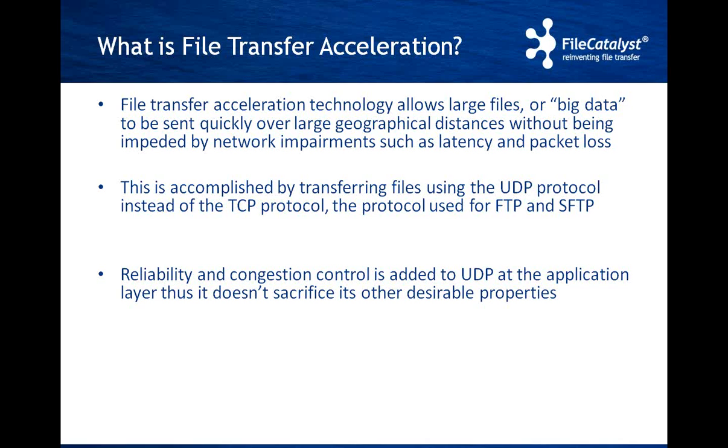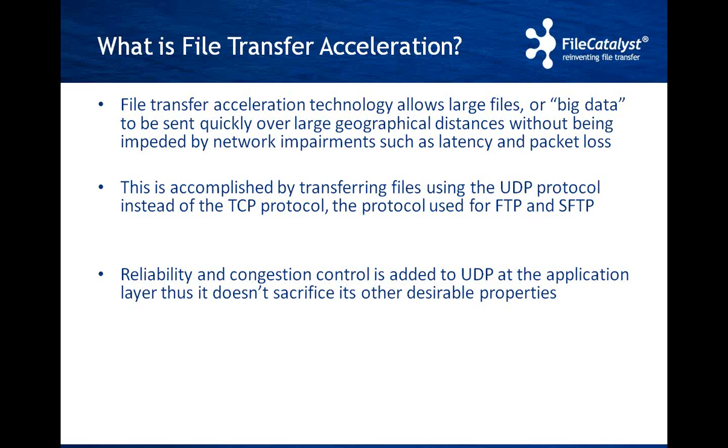Because UDP by itself is just a transport, it doesn't really have any brains. All the brains of congestion control and reliability have been built into our application. So we don't inherit any of the problems of UDP. We only inherit the positive, speed, and all the reliability and congestion control is built in. So in other words, if you want to move large files, instead of using FTP or SFTP, you can use FileCatalyst, and then you can move your big data anywhere around the world using a network.